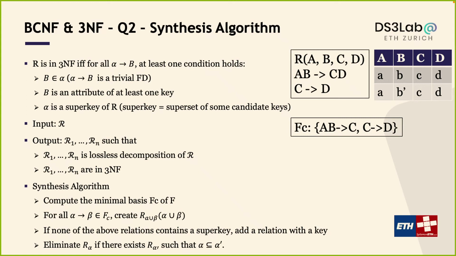You do not have AB to D anymore because AB to D can be derived from these two things. You have AB to C, C to D, you have the transitivity, right? So you have AB to D derived from the basis. So you first simplify it, okay? You first compute the minimal basis of your input functional dependencies.